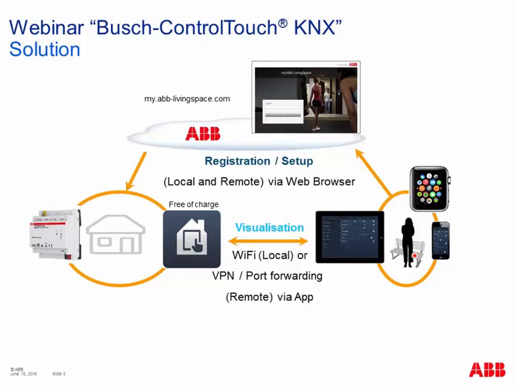The user who would like to operate functions later on via the integrated visualization at the moment needs access via Wi-Fi locally, very simple. Or if a remote access is necessary, then you have to go via VPN, which is also more or less integrated, or port forwarding. So then any remote access is possible, and all these things you do via an existing app for this device. So in future, it will also be possible for the end user to access his program component and his project in his building via this MyABB Living Space portal.